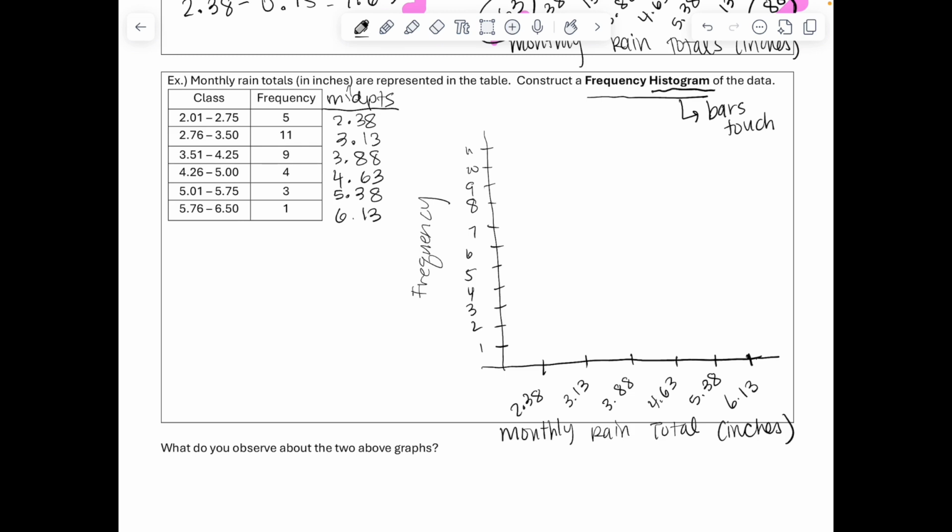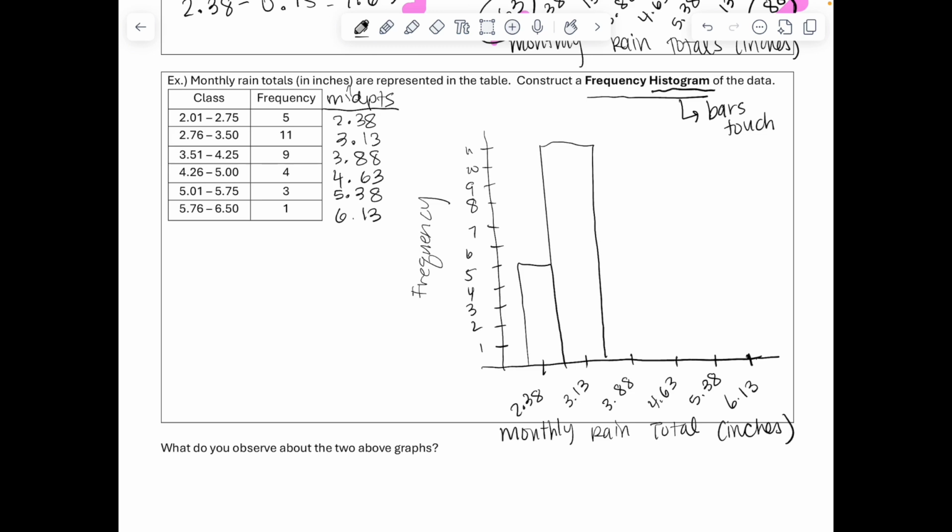So from here, I'm going to draw my bars. My bars are going to touch one another from each consecutive group in class. So our first frequency with a midpoint of 2.38 is 5. So we'll draw our bar up and over and back down. 3.13 goes all the way up to 11. You want to try to make your bars equal width. It is difficult to do by hand, but try the best that you can.